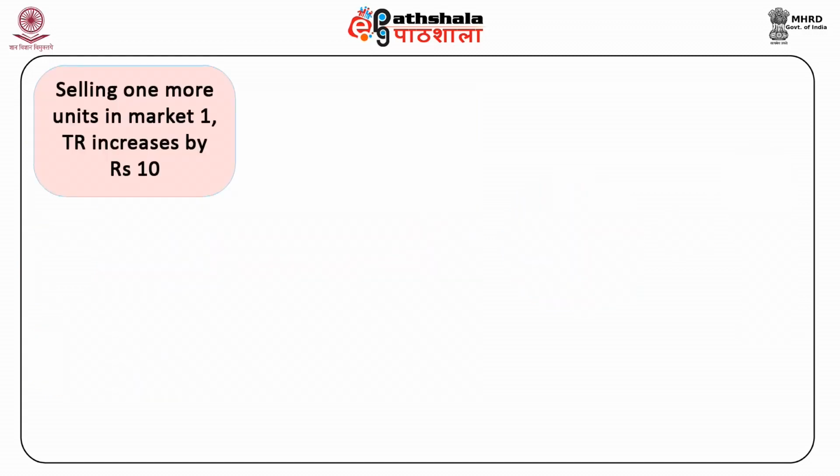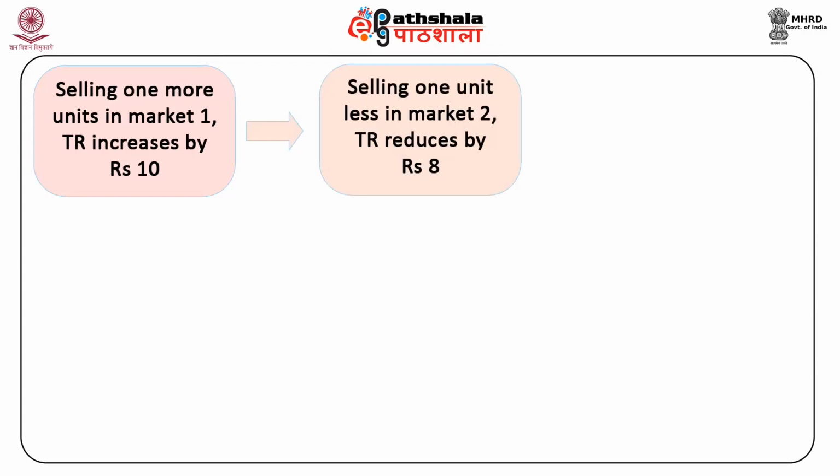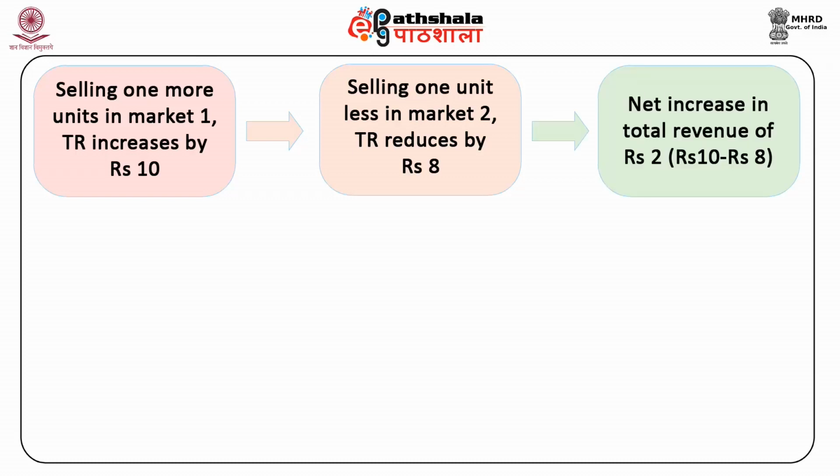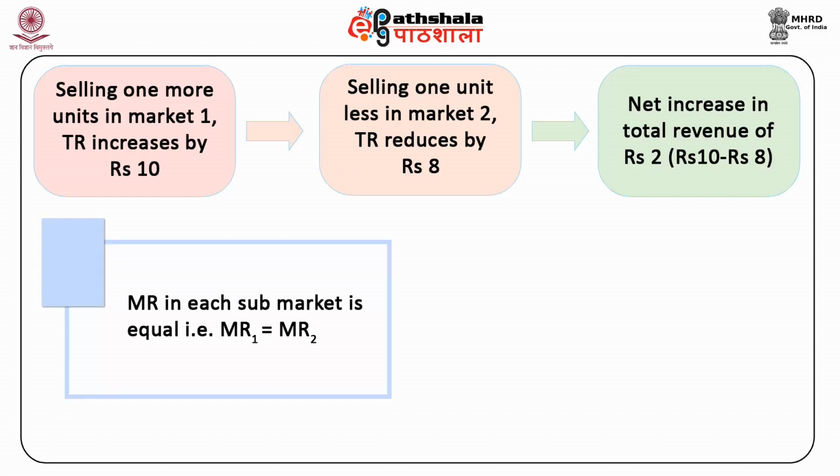By selling one more unit in market 1, the total revenue increases by rupees 10 and by selling one unit less in market 2, the total revenue reduces by rupees 8. So, by reallocating, the monopolist is getting a net increase in total revenue of rupees 2. So, first, the total output produced by the monopolist should be divided between the sub-markets so that the marginal revenue in each sub-market is equal, that is, MR1 equals MR2.